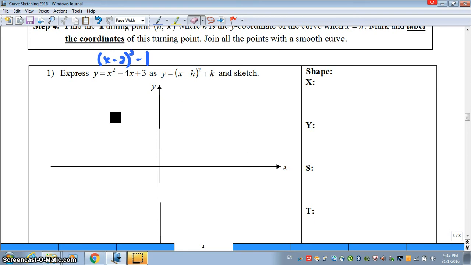Now, remember, if we need to do curve sketching, we must go through all the basic steps all over again. X, Y, S, T. Before we get started, same thing, let's check the shape. It's an x squared, so we're having a U shape.